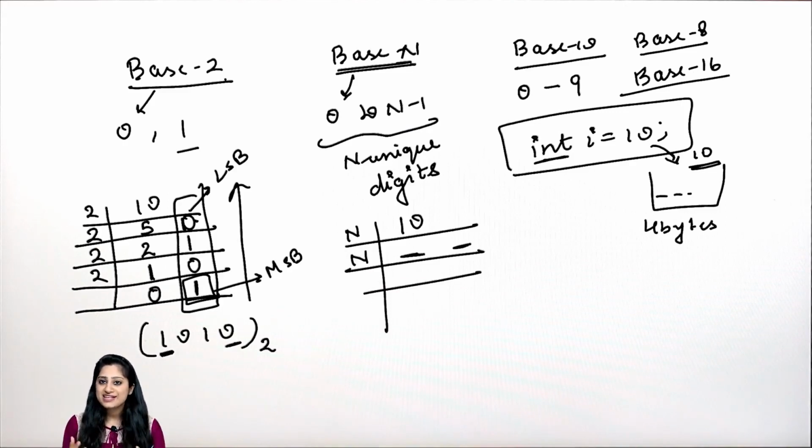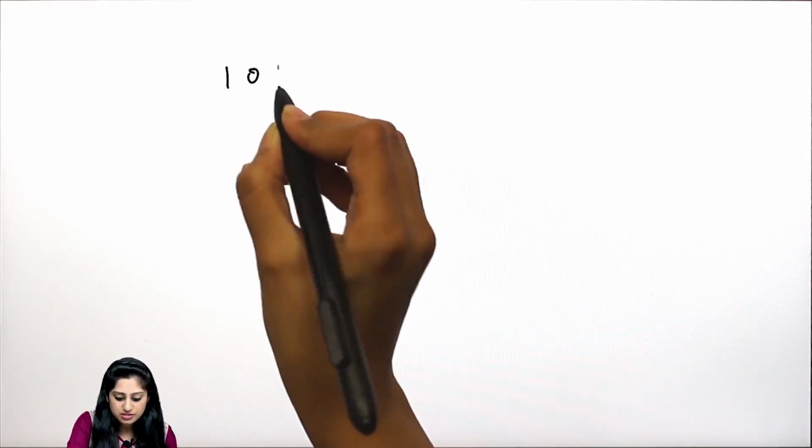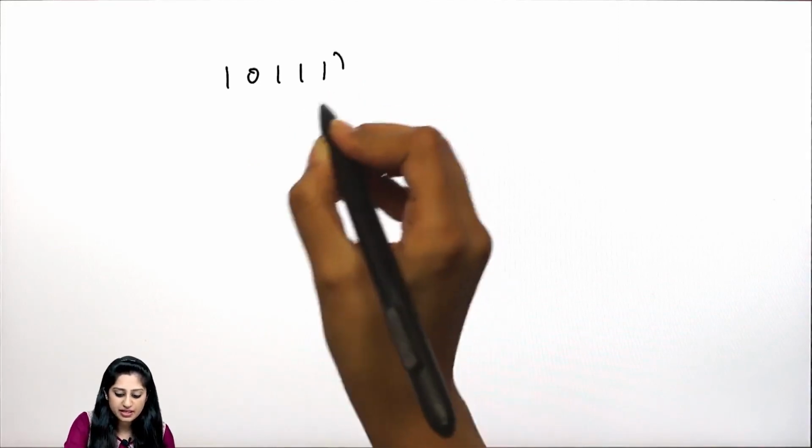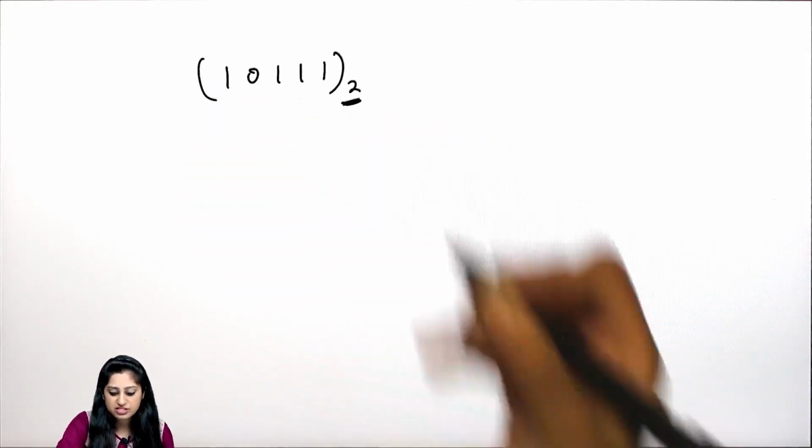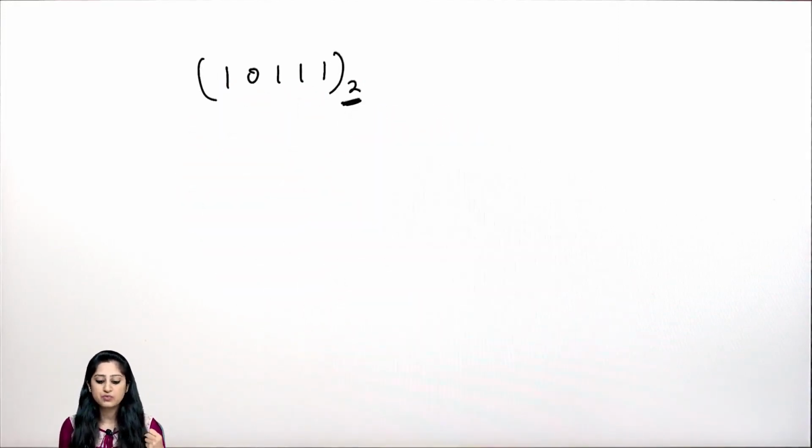Now given any decimal number, you can actually convert it to its relevant binary number. Now let's talk about the other way round. By other way round, I mean I have a binary representation and I want to convert it to its decimal representation. So suppose I have a number like this. This is in binary, brackets 2, we generally specify the base here, and I want to convert it to its decimal number.